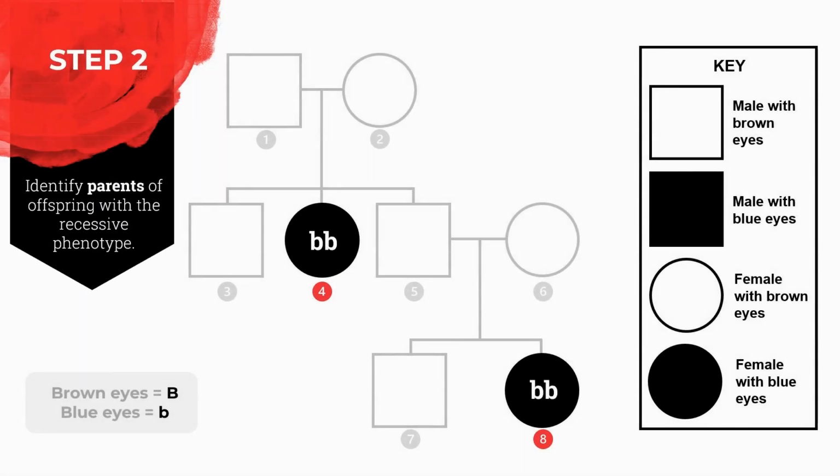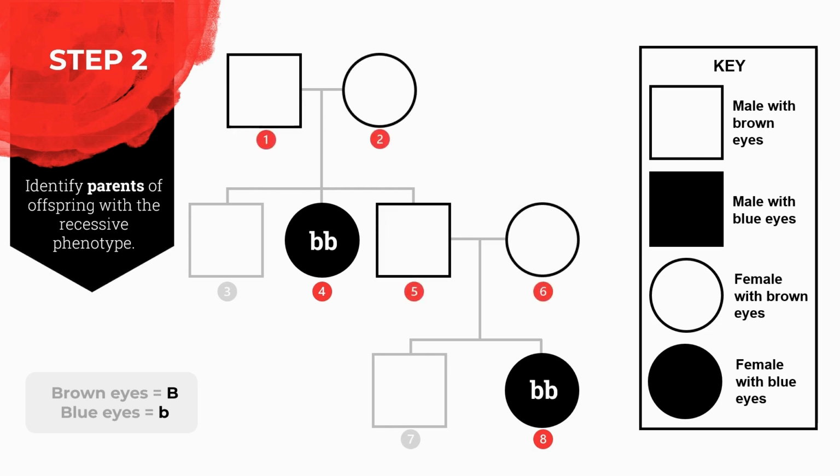The second step is to identify parents of offspring with the recessive phenotype. Individuals 1 and 2 are the parents of the blue-eyed daughter 4, and individuals 5 and 6 are the parents of the blue-eyed daughter 8.